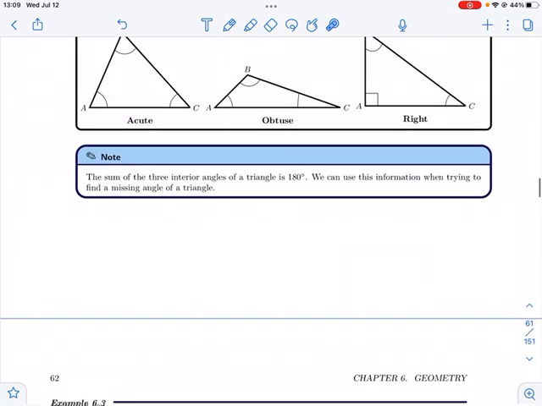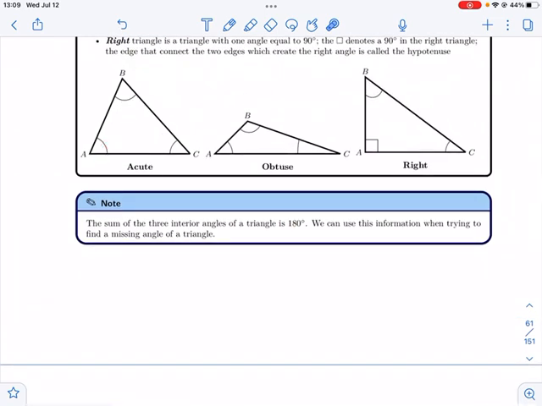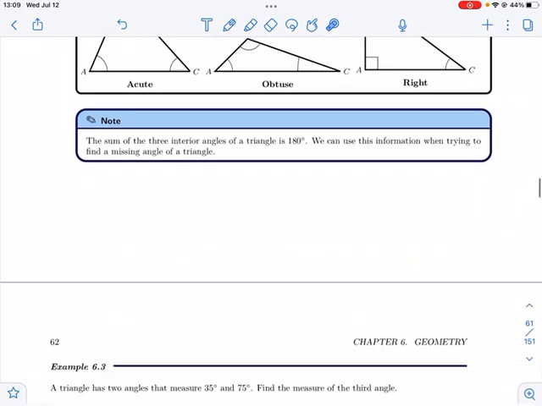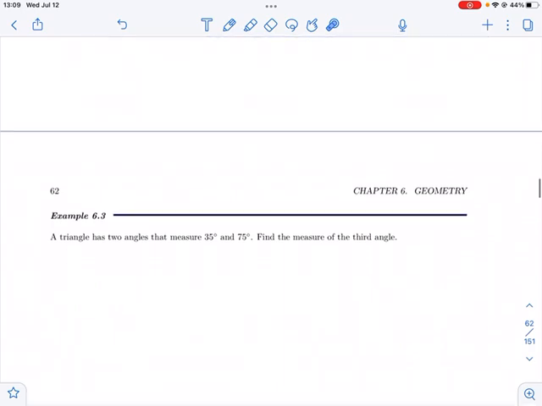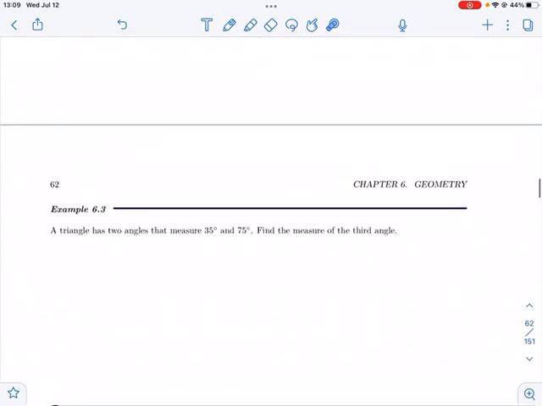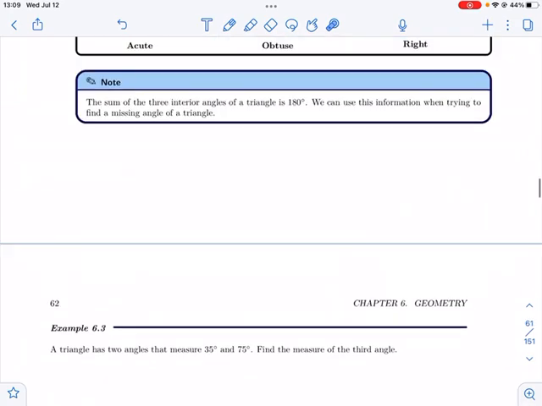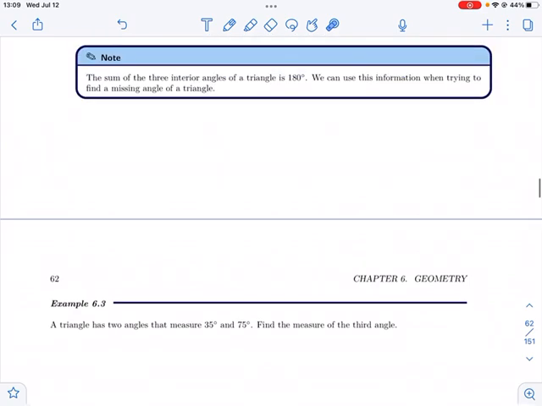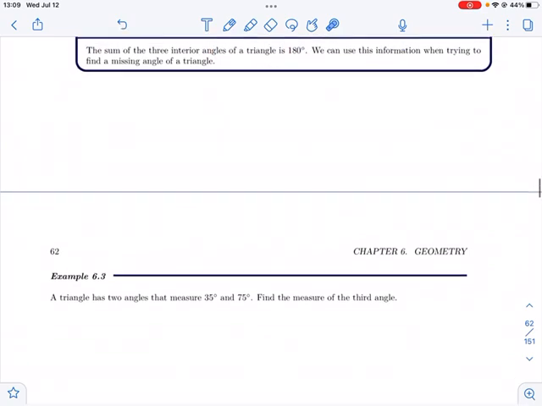The sum of the interior angles of a triangle is 180. So if we find the sum of this, this, and this, it will give me 180. Now, we can find the length of sides or angles by using some techniques and by paying attention to this rule: the sum of the interior angles of a triangle is 180.